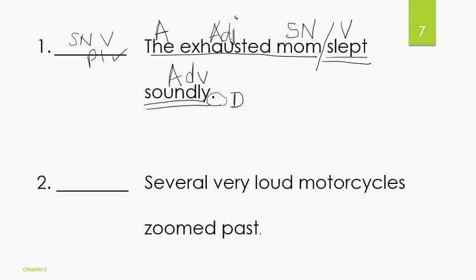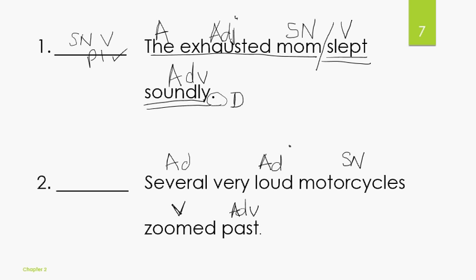Several very loud motorcycles zoomed past. Everybody say all the questions and answers with me, out loud. Several very loud motorcycles zoomed past. What zoomed past? Motorcycles. What is being said about motorcycles? They zoomed. Verb. Zoomed where? Past. Adverb. What kind of motorcycles? Loud motorcycles.